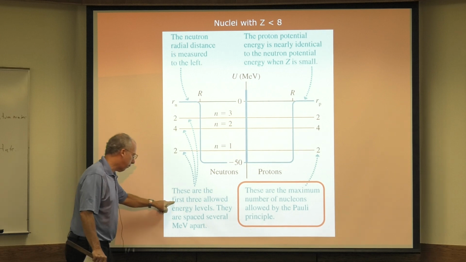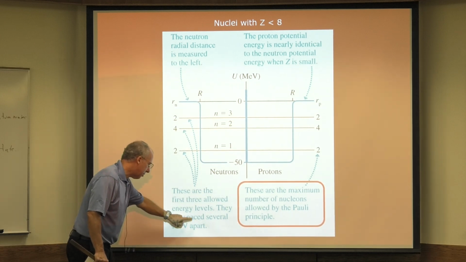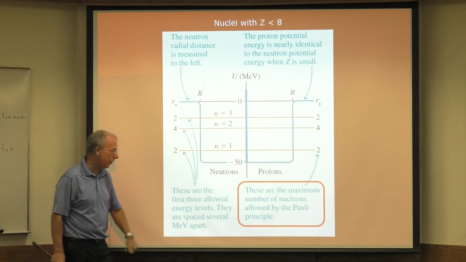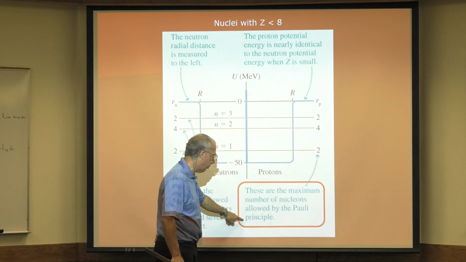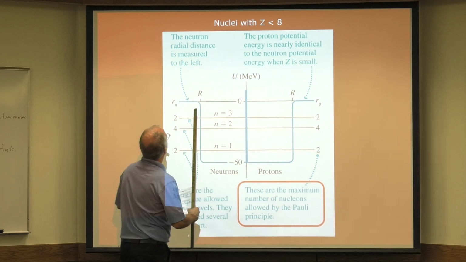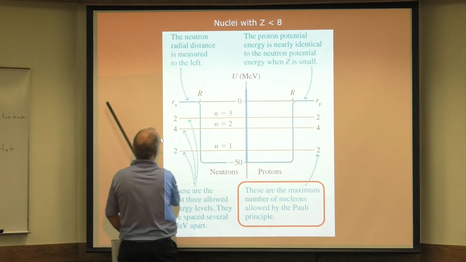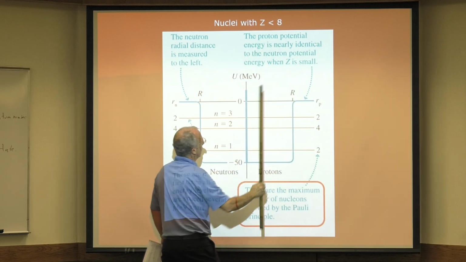So these are the first 3 allowed energy levels. They are spaced several MeV apart, MeV, not eV like in chemistry. These are the maximum number of nucleons allowed by the Pauli principle. The neutron radial distance is measured to the left. The proton potential energy is nearly identical.